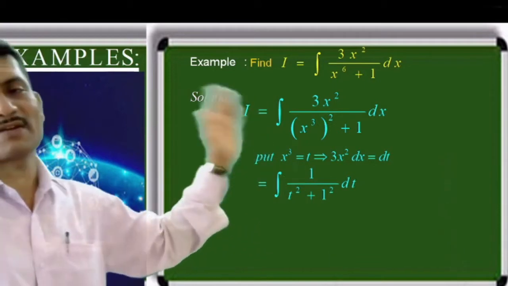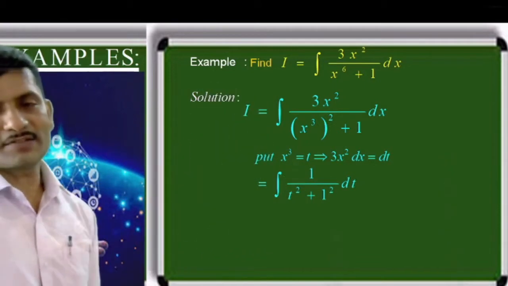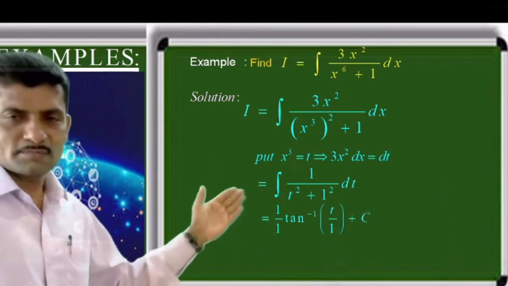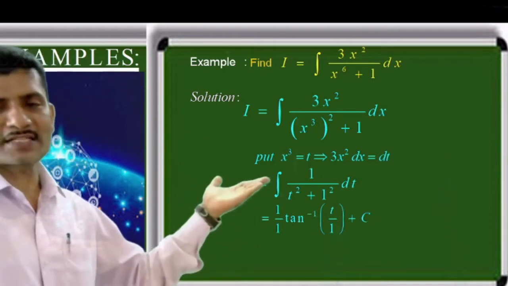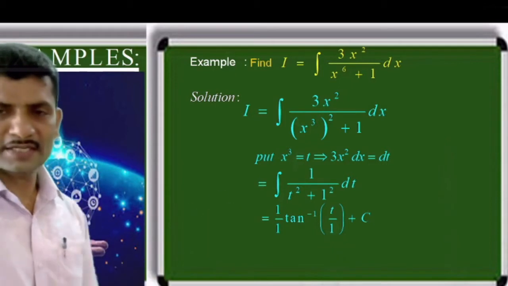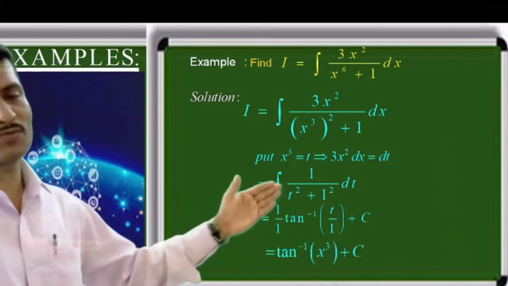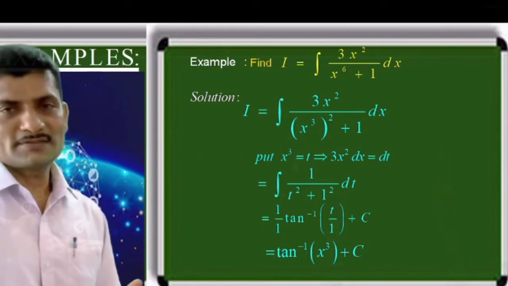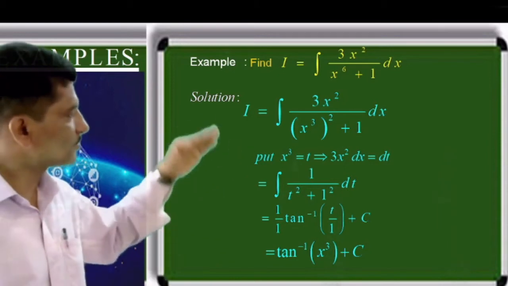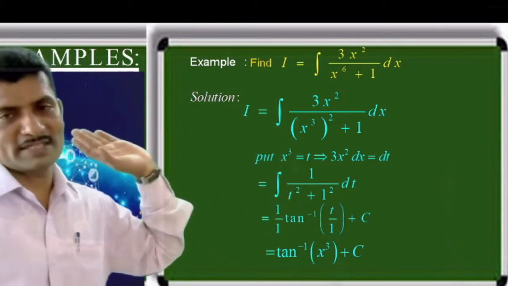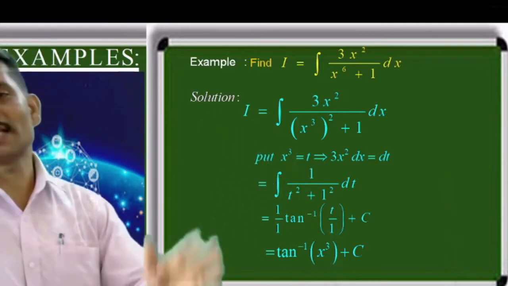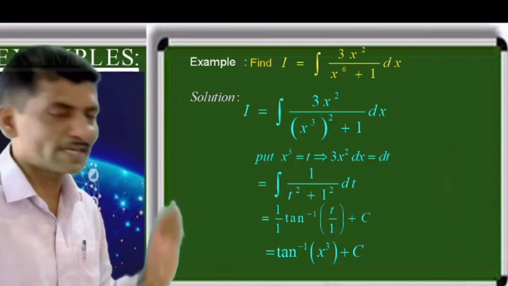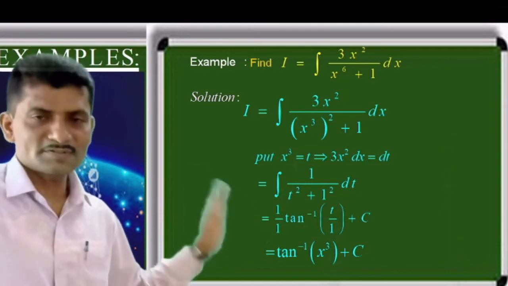That means a squared plus t squared dt, which is 1 by a tan inverse of t by a, plus the integral constant. With a equal to 1 and t equal to x cube, the answer is tan inverse of x cube plus the integral constant. In these problems we use the method of substitution and the standard form, the integral of 1 divided by a squared plus x squared.